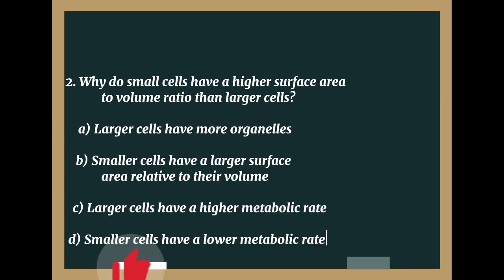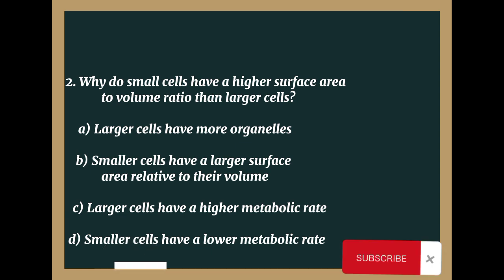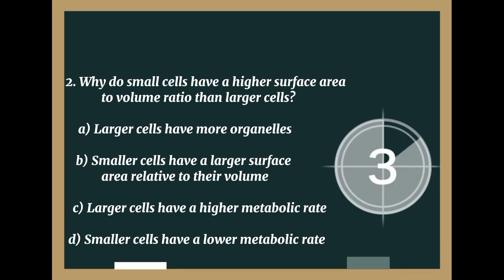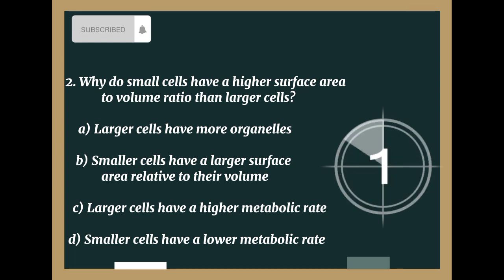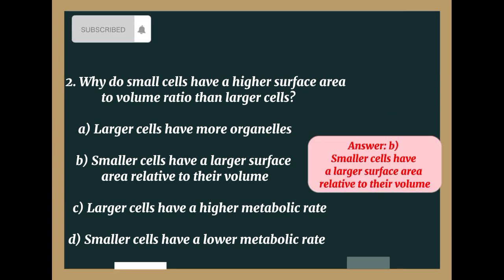2. Why do small cells have a higher surface area to volume ratio than larger cells? A. Larger cells have more organelles. B. Smaller cells have a larger surface area relative to their volume. C. Larger cells have a higher metabolic rate. D. Smaller cells have a lower metabolic rate. Answer B. Smaller cells have a larger surface area relative to their volume.